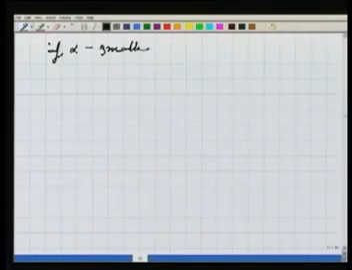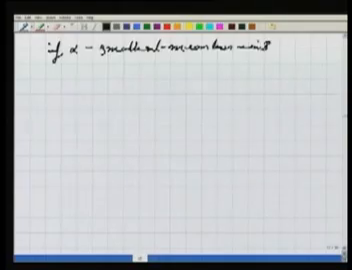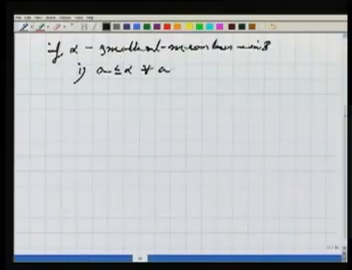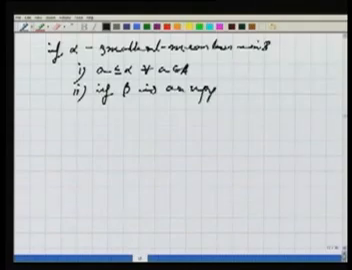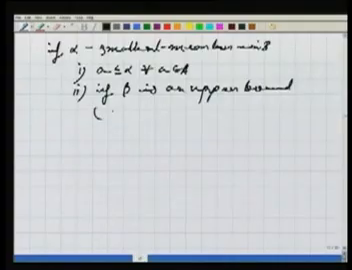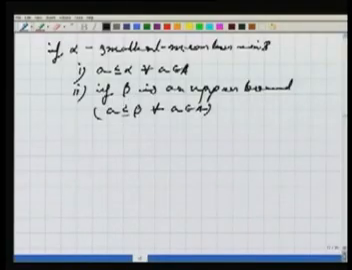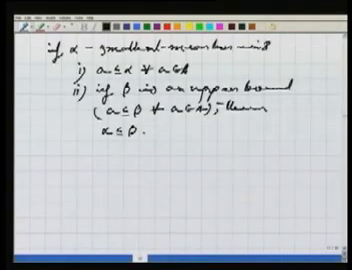That means, by definition, if alpha is the smallest member in B, as it is a member of B, it must be an upper bound of the set A. That is, the first condition is that a is less than or equal to alpha for all a in A. Second, it is the least. That means if beta is an upper bound, which means a is less than or equal to beta for all a in A, then this beta must be bigger than or equal to alpha. That is, alpha is less than or equal to beta.